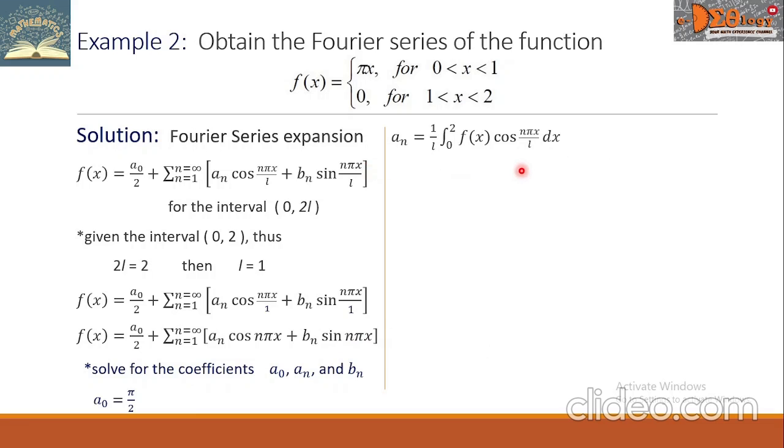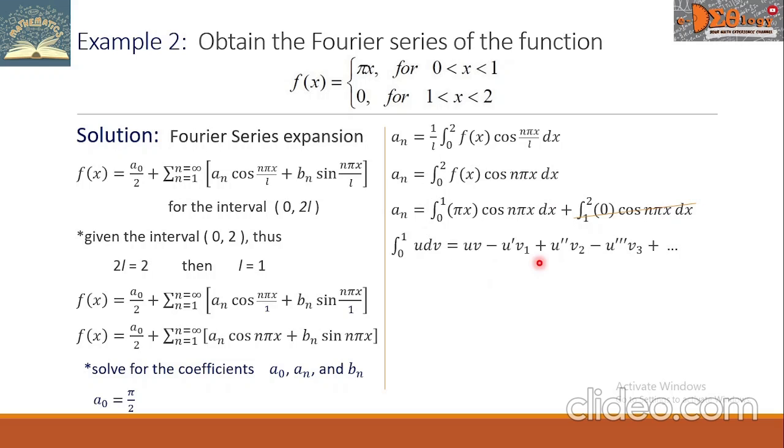This is our formula. Since our L is equal to 1, we can simplify a sub n formula into like this. Then let us write the corresponding value of a sub n with respect to our piecewise function. We have two integrals here. The 0 function in the second integral will cancel the second integral.